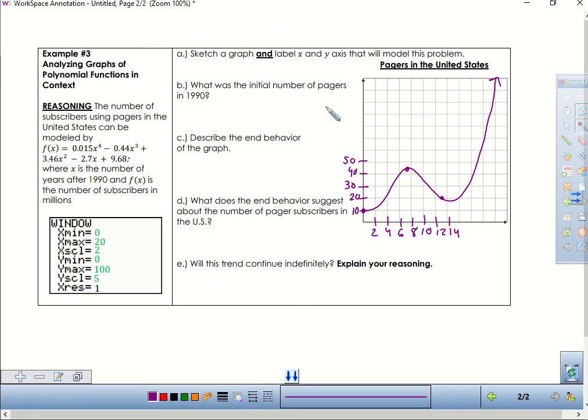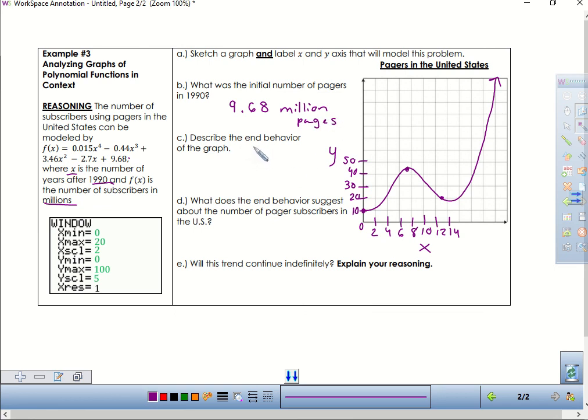What was the initial number of pagers in 1990? Where X is the number of years after 1990. So this is X and this is Y. So what was the initial number of pagers in 1990? Well, this right here, 0, represents 1990. So initially there were 9.68 pagers. So kind of weird. And this is in millions. So 9.68 million pagers.